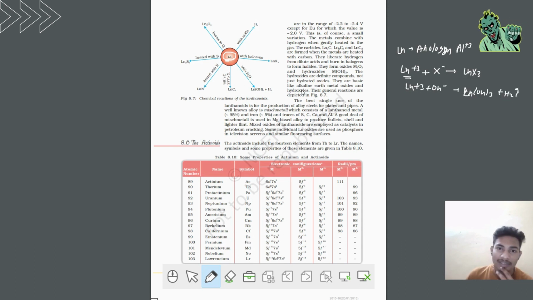Similarly, there is a carbide, so Ln plus 3. Here there is C2, and there are a lot of things we discuss in carbide formation, so we can't discuss them all here. There are too many factors that depend on carbide formation, so that we learn separately. That is a very important question. So C2 4 minus here, and it will form Ln2C3.